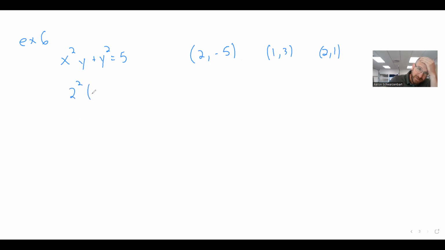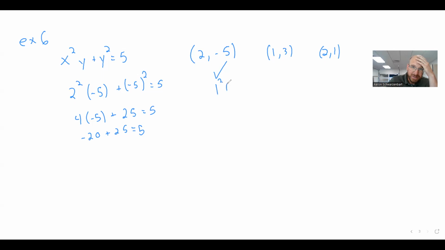2 squared times -5 plus -5 squared equals 5. 2 squared is 4 times -5 plus -5 squared is 25 equals 5. -20 plus 25 does equal 5. Check mark on the first one. Let's try the second one.